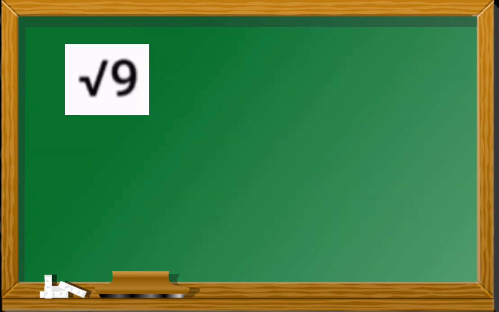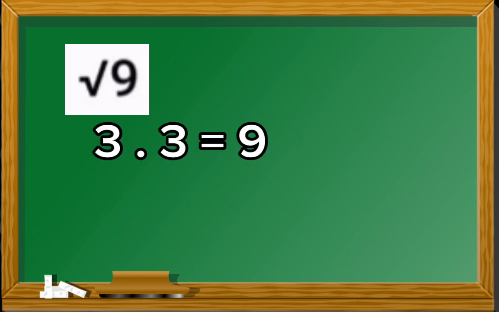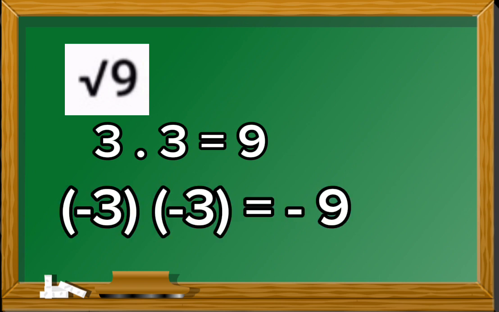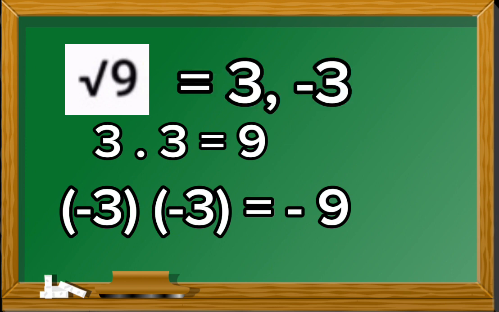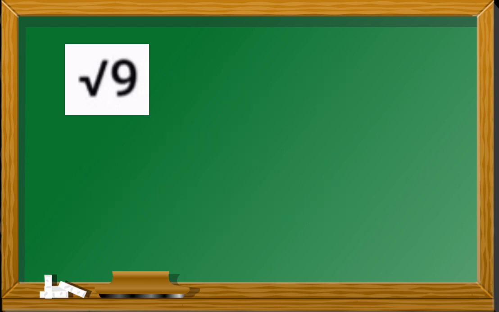Let us find out what the square root of 9 is. Positive 3 times positive 3 is equal to positive 9. Negative 3 times negative 3 is equal to positive 9. Therefore, the square root of 9 is equal to positive 3 or negative 3.